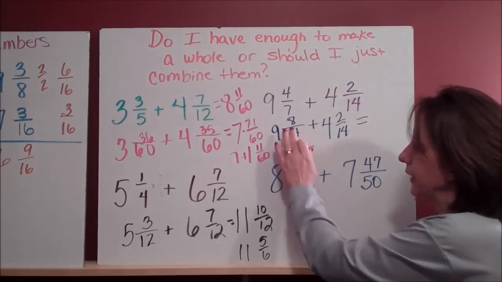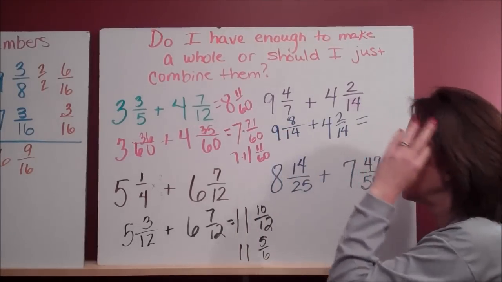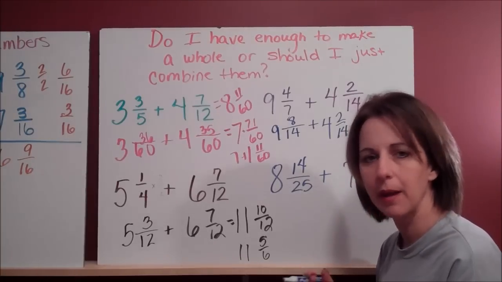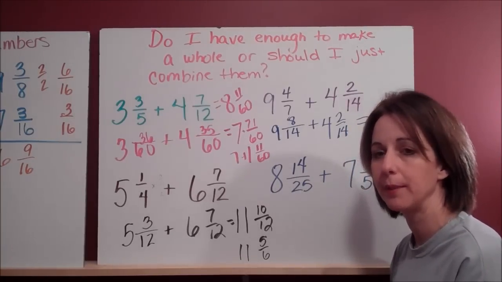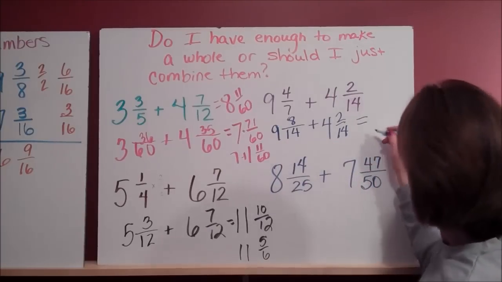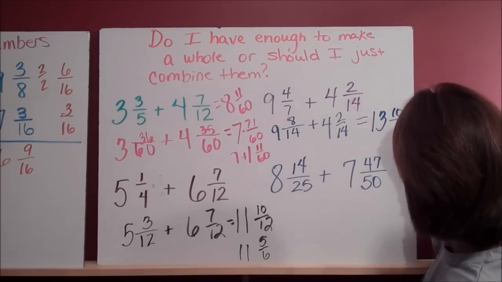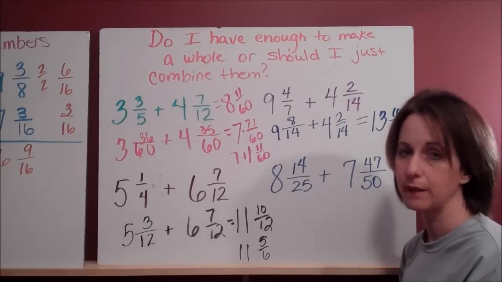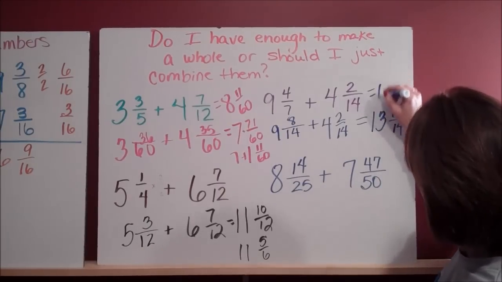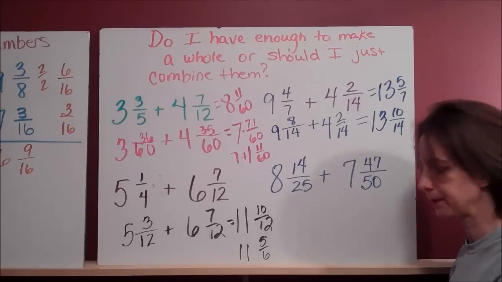And again, I have 8 here, which means I would need 6 to make 14, and I don't have it, which means I don't have enough to worry about making a bond. I don't have enough to worry about ending with an improper fraction. I simply am going to say 9 plus 4 is 13, and 8 plus 2 is 10, and the pieces are 14ths. 13 and 10/14 simplifies to 13 and 5/7.